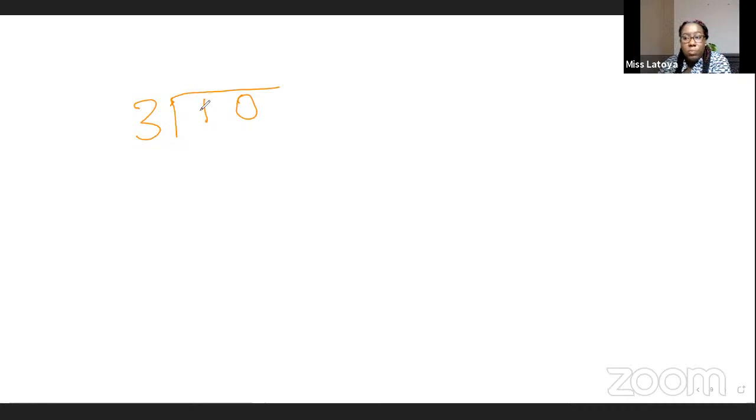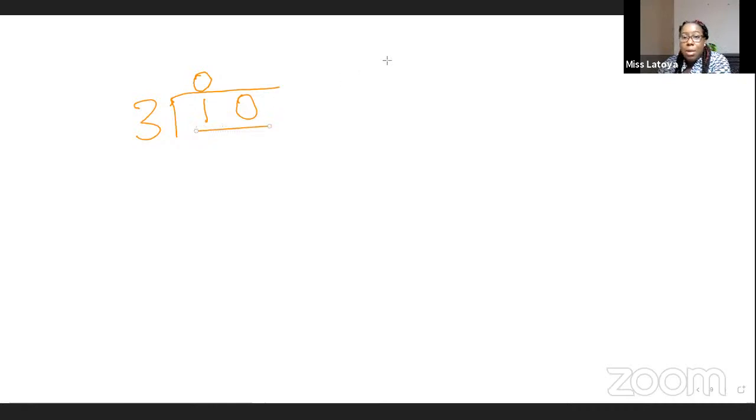3 into 1. How many times could 3 go into 1? Could 3 go into 1? No, 3 cannot go into 1. This question is asking us how many groups of 3s we can get from 1, and that's 0. So 3 can go into 1 0 times. Now, what do I see? I have to say 3 into 10.